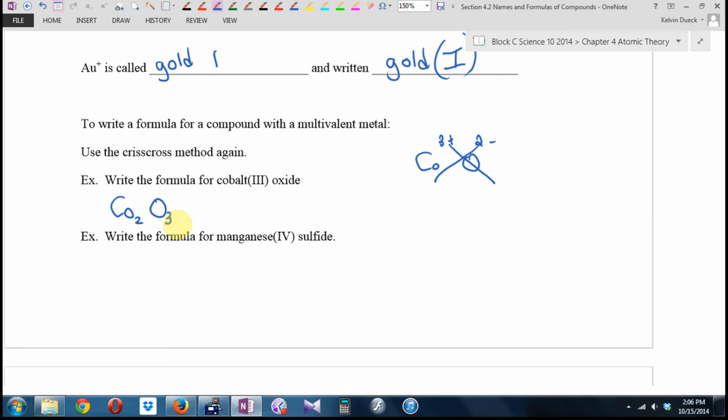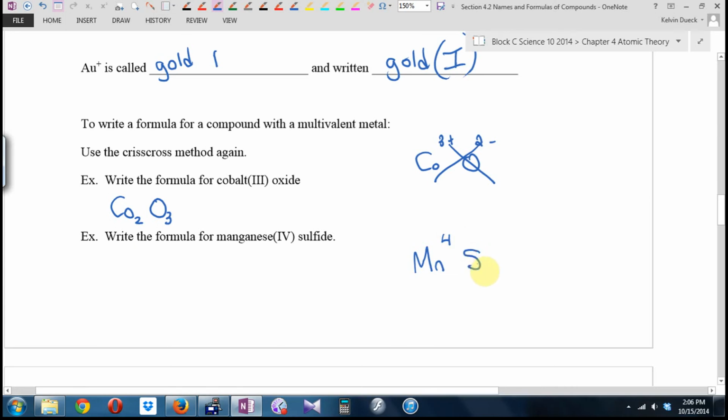Let's keep going. Write the formula for manganese 4 sulfide. Careful, there's magnesium and there's manganese. Don't get them mixed up. Magnesium, I think, is Mg. Manganese is Mn, I think? Okay. Mn. Now, manganese is multivalent. And normally I'd have to choose between 2 and 3 and 4. Wait. They told me. 4.